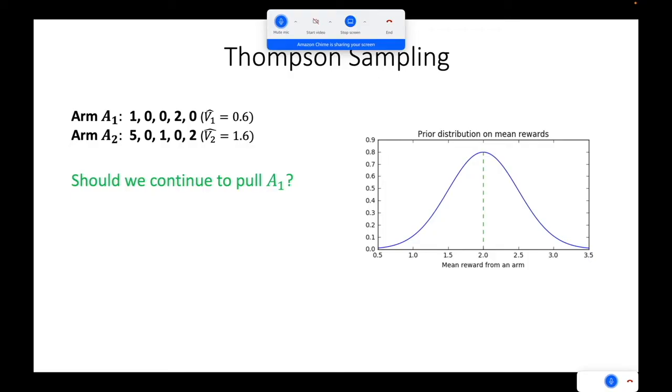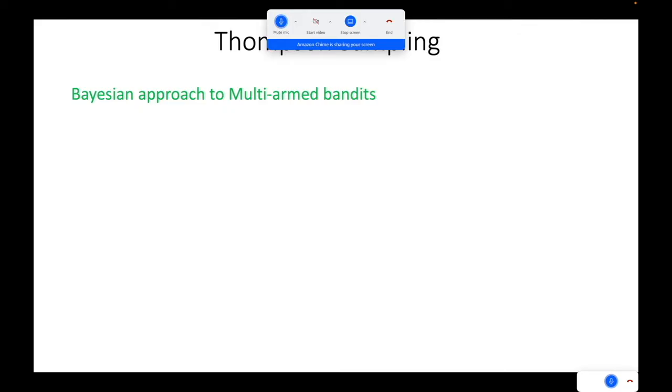So what we do is assume some form of prior distribution on mean rewards. What it means is, if we look at the reward distribution across the arms, they follow this distribution. The reward is typically around 2 with some variance around it. And since this is pretty far from the mean, this gives us some sense that probably we should continue to pull A1. So Thompson sampling is a Bayesian approach to multi-arm bandits.